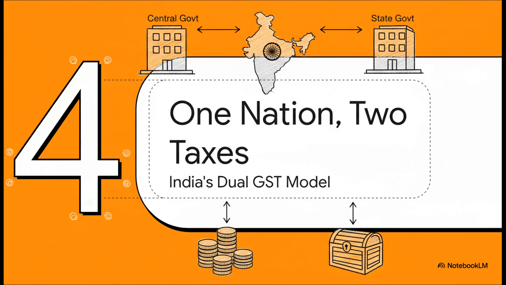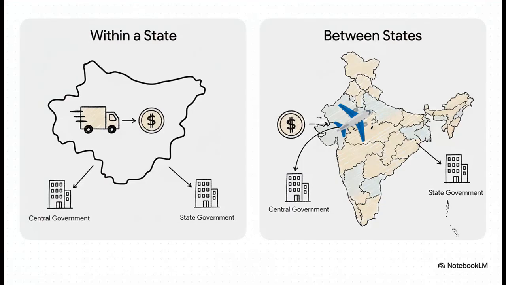Now here's something that makes India's GST pretty unique. A lot of countries just have one single national tax, but we have what's called a dual model. This just means both the central government and the state governments get to charge and collect the tax at the same time. This was a really key part of the deal to get all the states to agree to this new system. So, how does that work in real life?